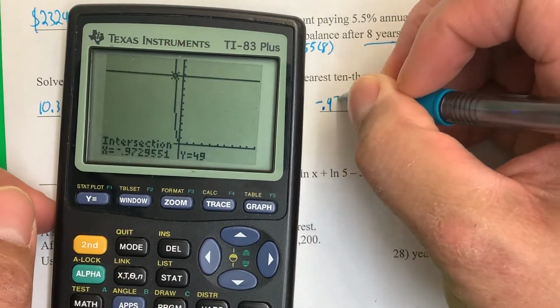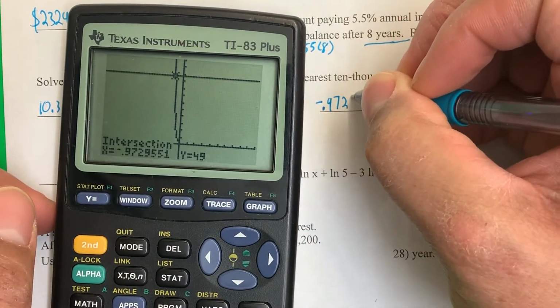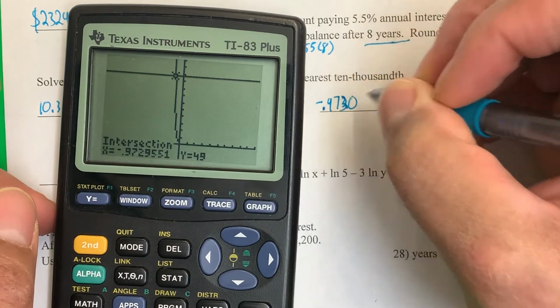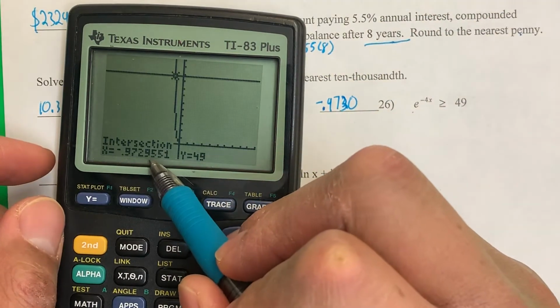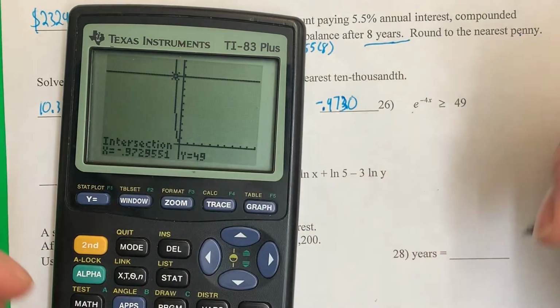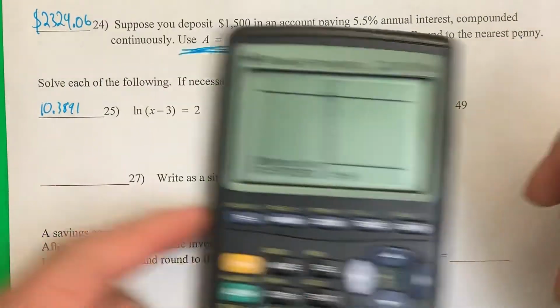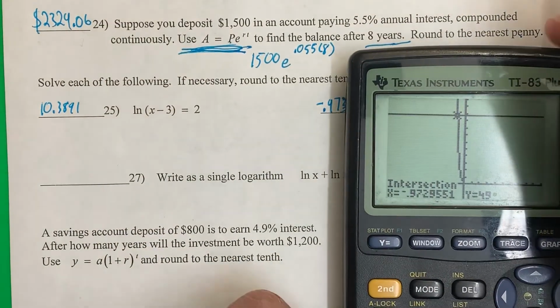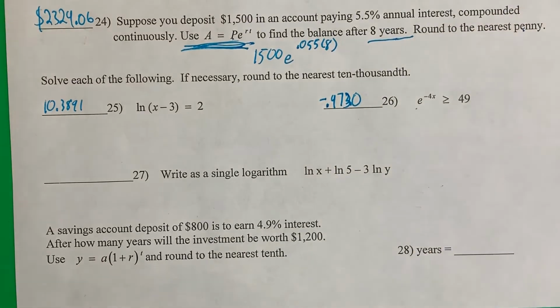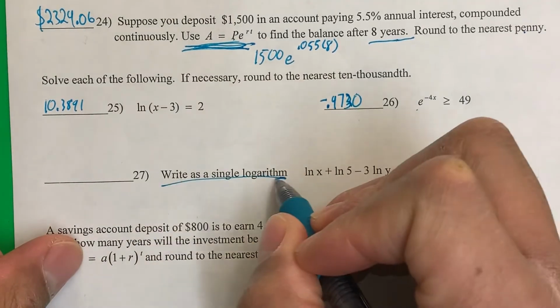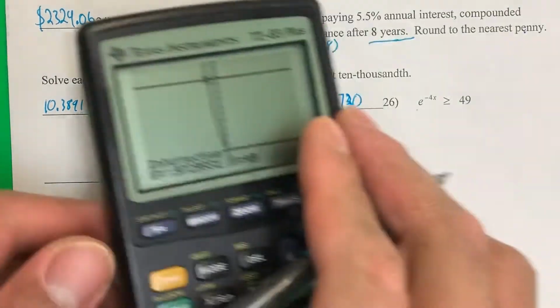Negative 0.972, okay, technically that'd be 30, because, yeah, the 5 would round that up. You guys remember elementary. And then finally, the last bit, okay? Calculator or no calculator, you have to do this part by hand because they just want you to write it as a single logarithm.